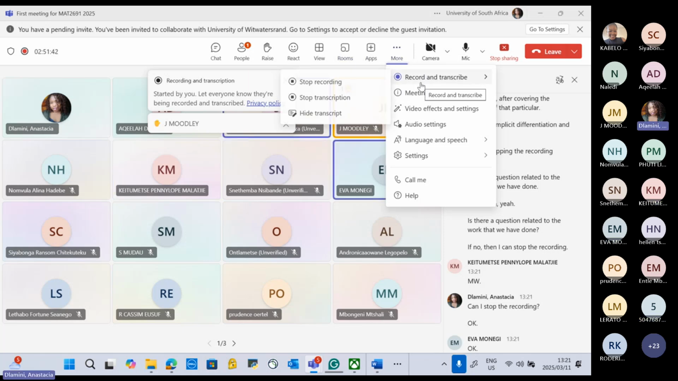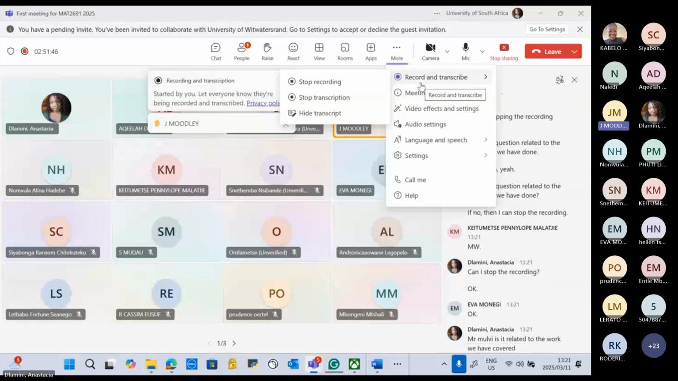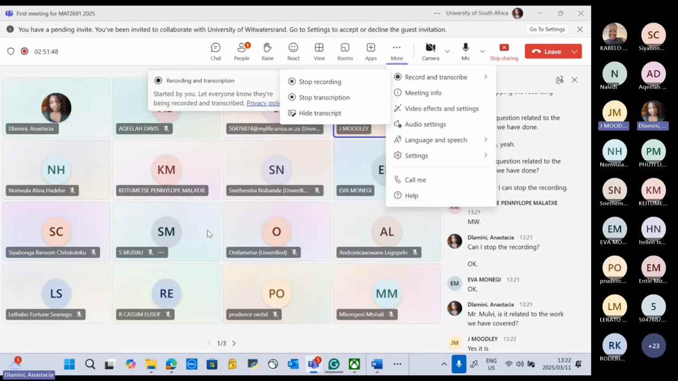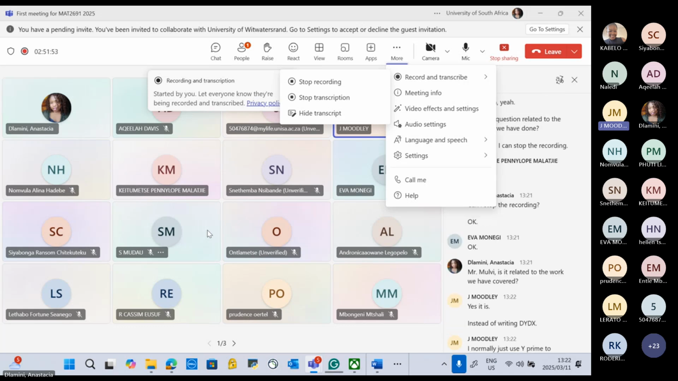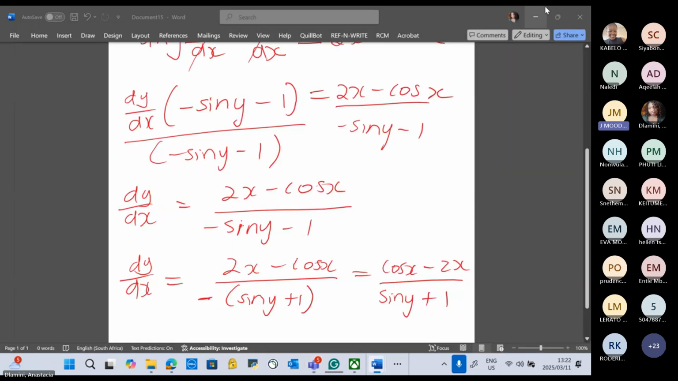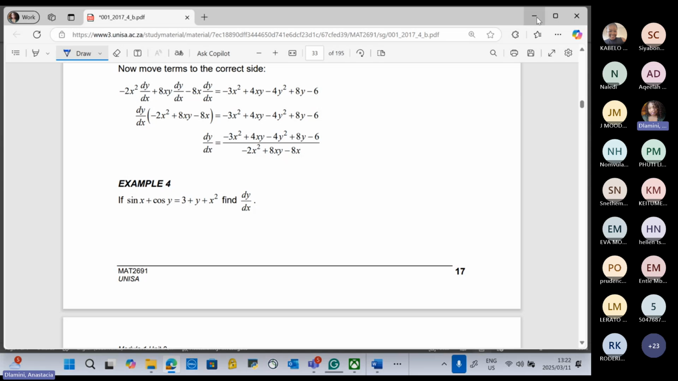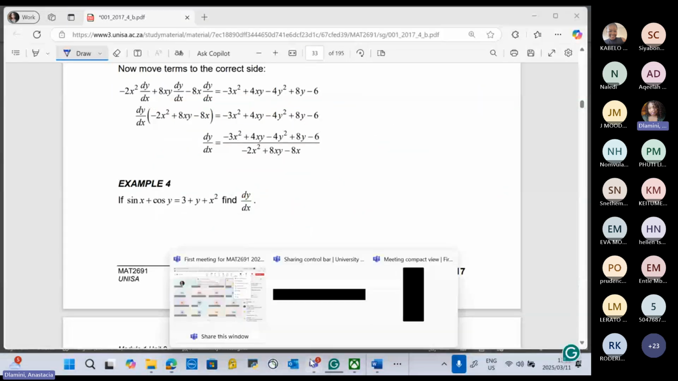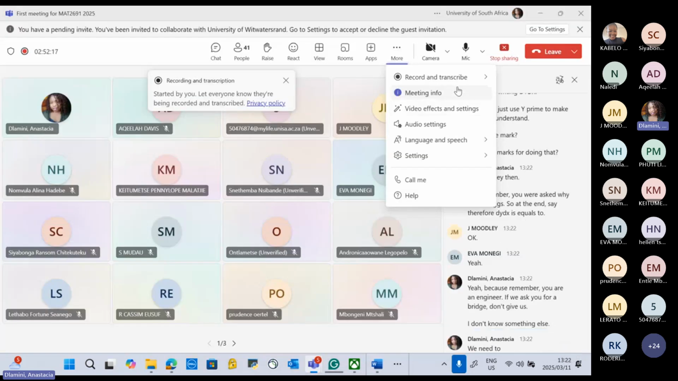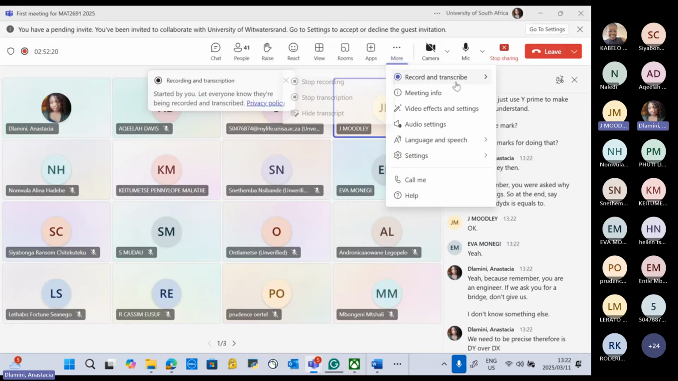Mr. Mudli, is it related to the work we have covered? Yes, it is. Instead of writing dy dx, I normally just use y prime to make it easier to understand. So will I lose marks for doing that? No, but remember you were asked dy dx. So at the end, say therefore dy dx is equal to. Yes, because remember, you're an engineer. If we ask you for a bridge, don't give us something else. You need to be precise. Therefore, it's dy over dx at the end. Okay, thank you.